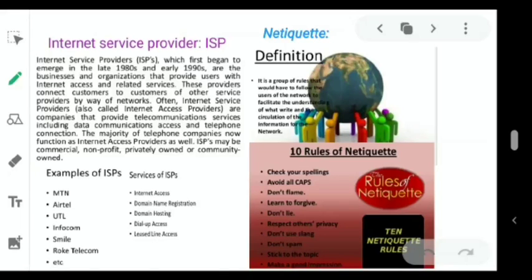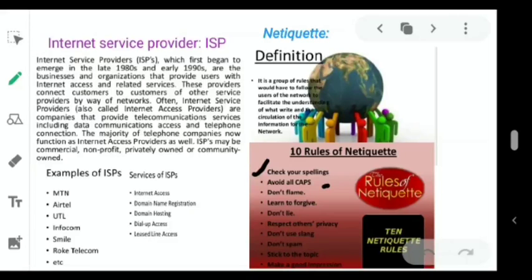Number 1 is check your spelling. When we are writing an email or giving some message, at that point of time you have to be very careful about your spelling and grammar. Next, avoid caps. Caps means capital letters. If you write everything in capital letters, it may not be user friendly, because many people cannot differentiate, and the text is not readable.